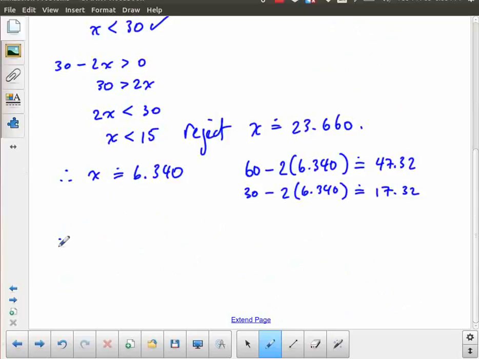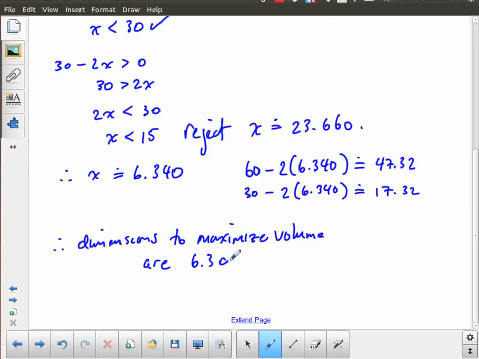And so now we finish off with our concluding statement. Therefore, the dimensions to maximize area, it's not area, it's volume, are 6.3 centimeters by 17.3 centimeters by 47.3 centimeters.